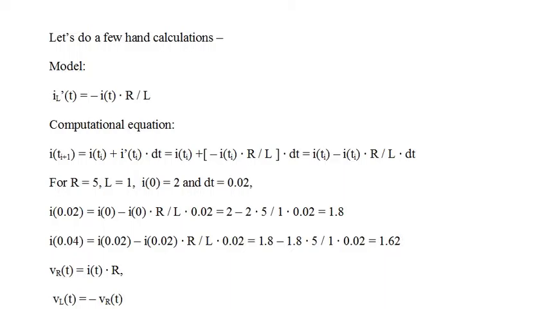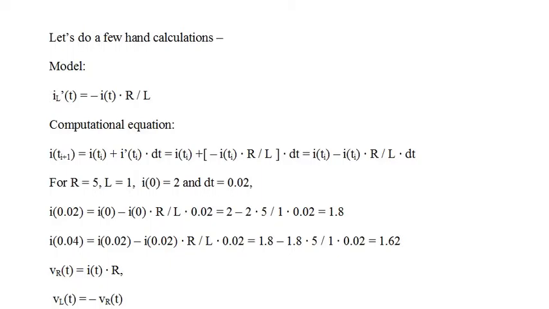So we can write our computational equation. The current at time t_i+1 equals the current at time t_i plus the derivative of the current at time t_i times dt. And using the differential equation to substitute for the derivative of the current at time t_i, we have the current at time t_i plus the negative of the current at time t_i times R divided by L times dt. With R equals 5 ohms, L equals 1 henry, an initial current of 2 amps, and dt equals 0.02 seconds, we can do a few calculations by hand.